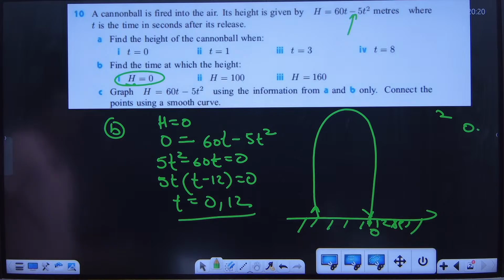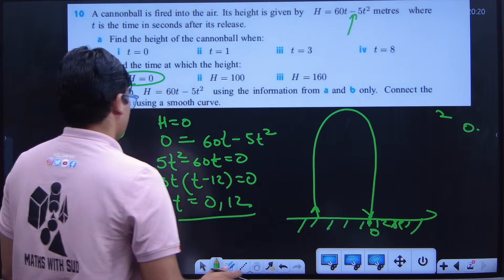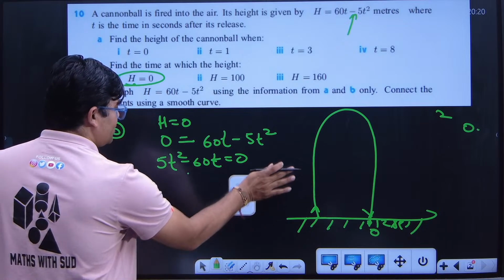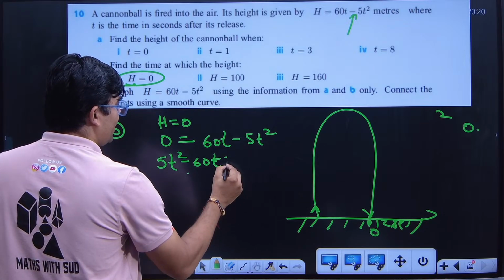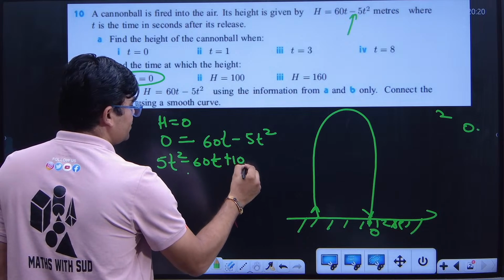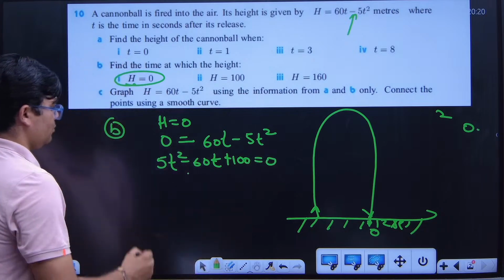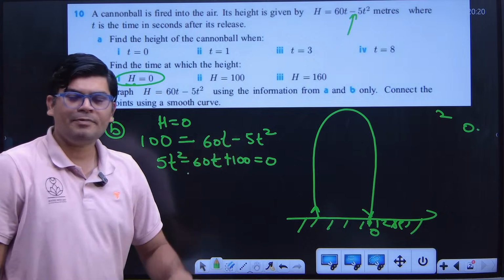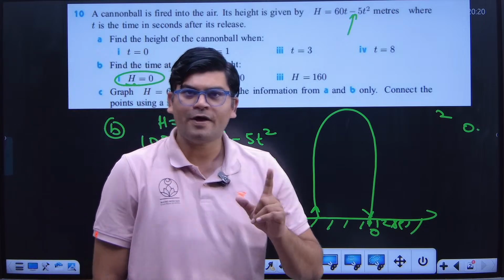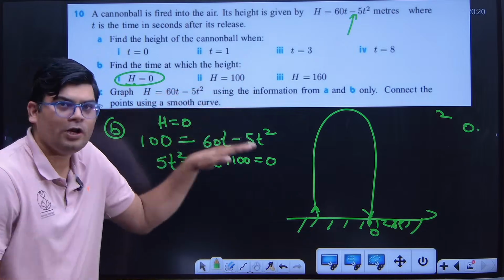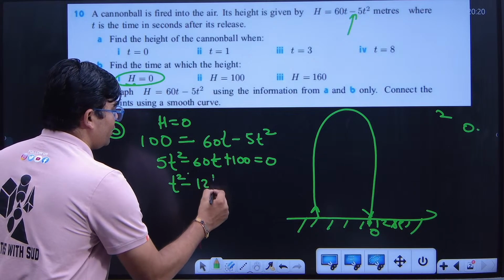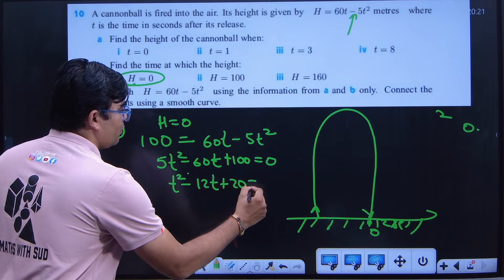Okay. Now h is equal to 100. So what will be the equation now then? I am just erasing this. So you will write plus 100 is equal to 0. So all the numbers can be divided by 5. Can you see the 5 as a common factor? So you divide the whole equation by 5. So the equation will be reduced to t square minus 12t plus 20 is equal to 0.